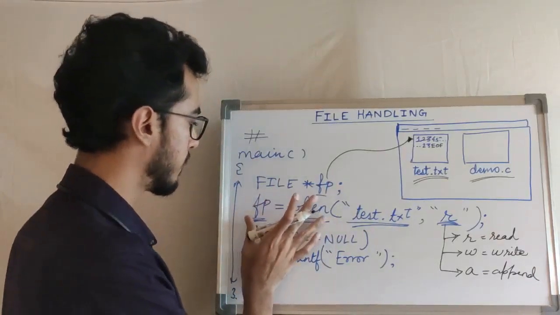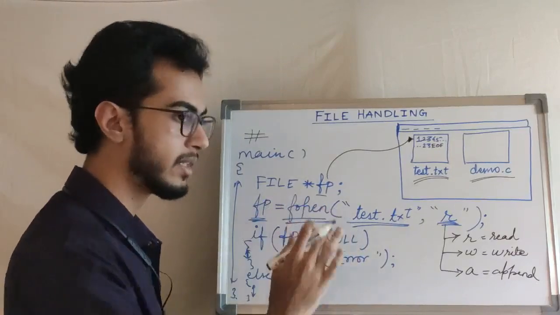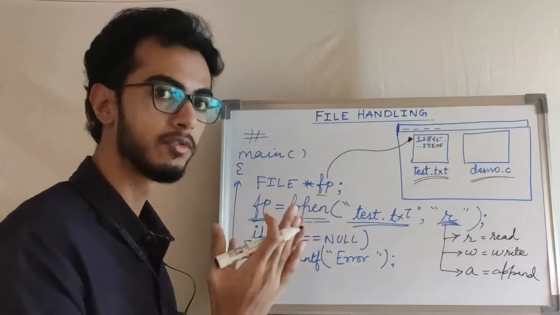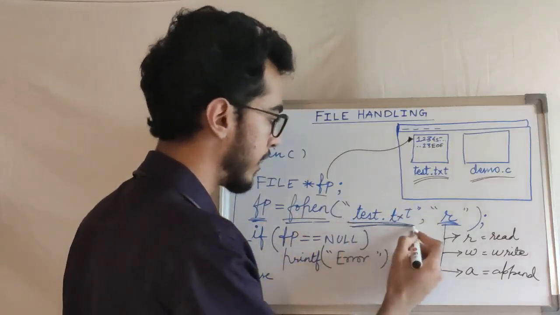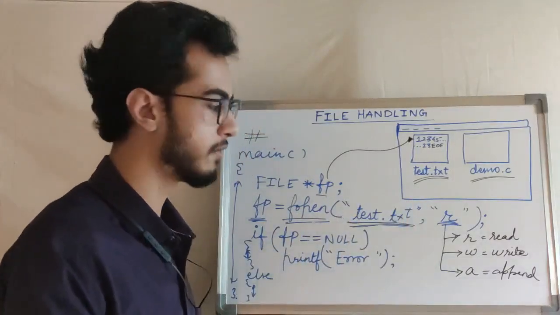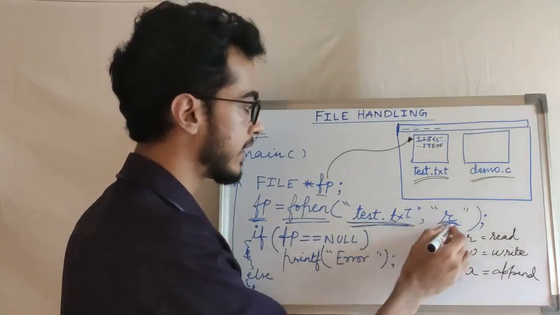Now I have fp equal to fopen. This fopen will basically open that book, that file. Which file will it open? The file that you have given over here. I have given test.txt, and I have indicated the mode r.